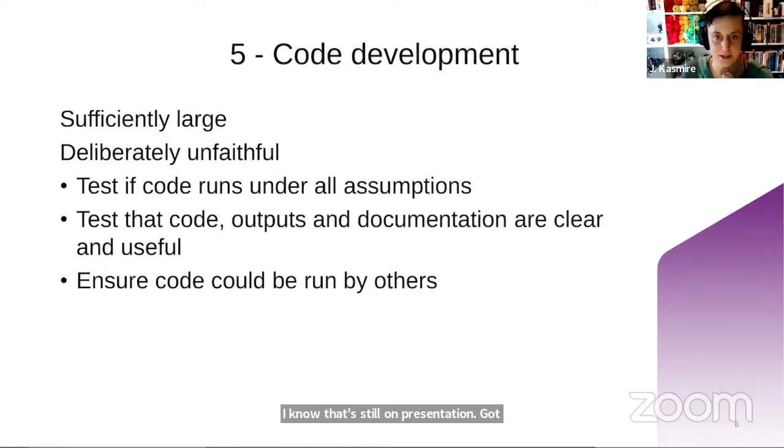I missed something in my notes. That's terrible. What code development should be saying is that it has to be deliberately unfaithful. For example, if your data has never had missing values in a particular column in the past, and you want to use synthetic data to test your code, make sure that there's a missing value in that column, because you want to make sure that your code doesn't hit something unexpected and crash.